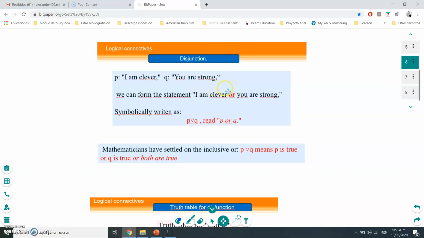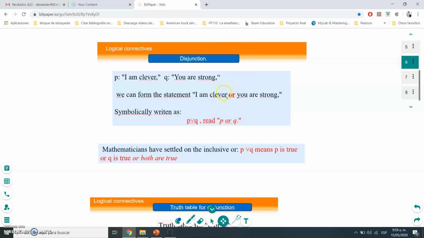So I'm clever or you are strong. So there will be only one condition, either the first one or the second one. Okay, so we have two conditions separated by this connective, the word or. Remember that. This is different to conjunction, that is and.